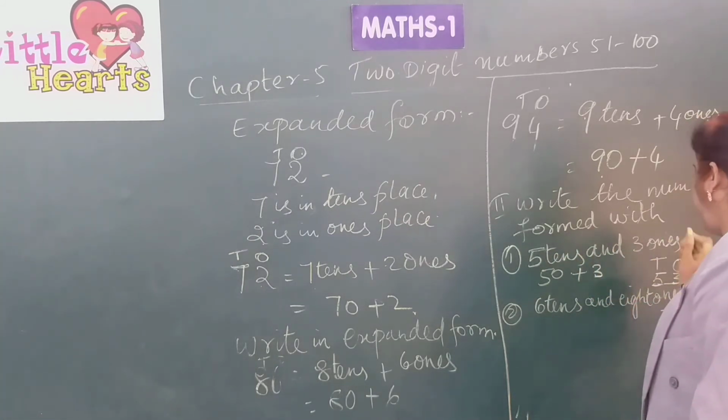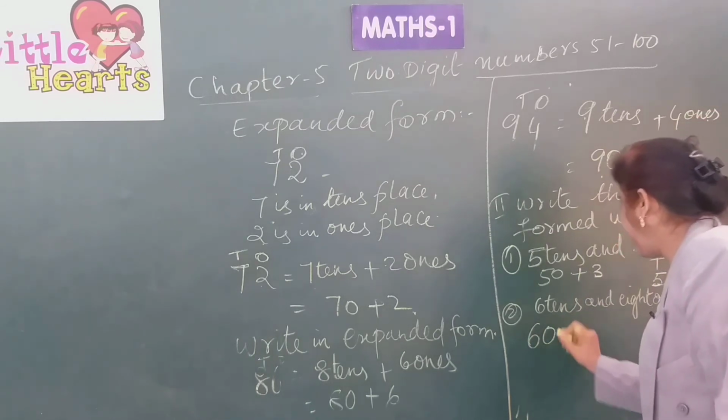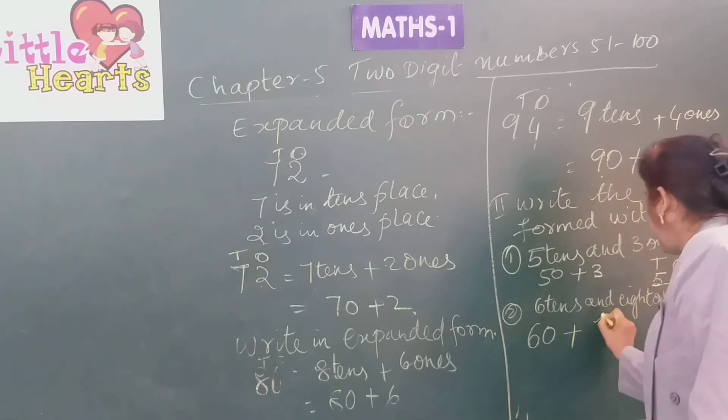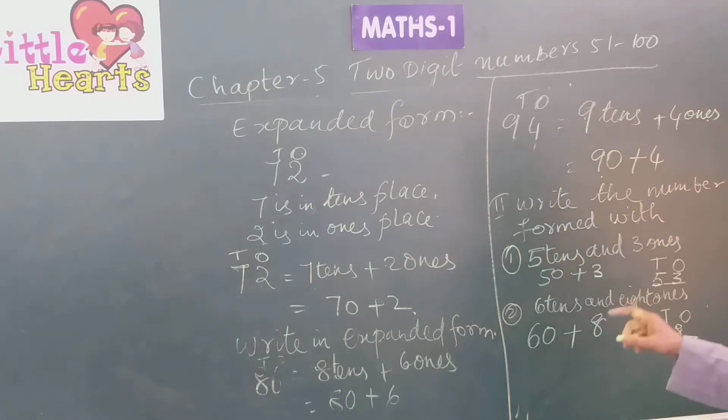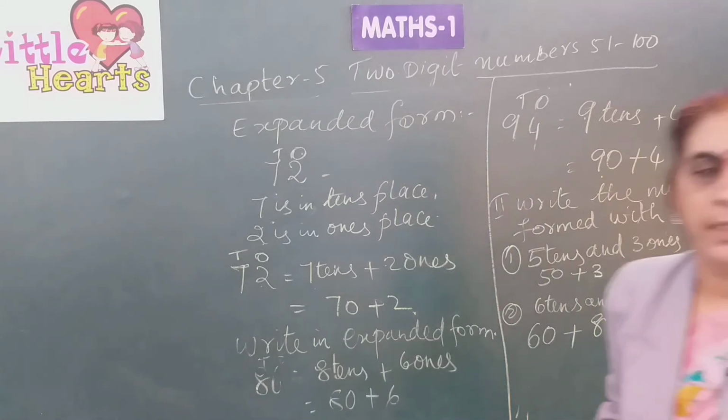6 tens and 8 ones. 6 tens are 60 plus 8 ones are 8. So 6 in the tens place, 8 in the ones place. So 68 is the number formed with 6 tens and 8 ones.